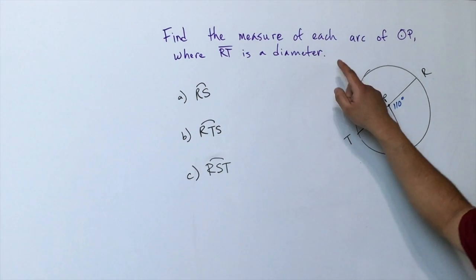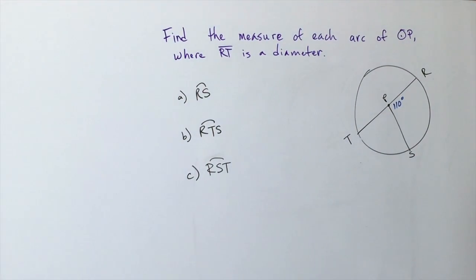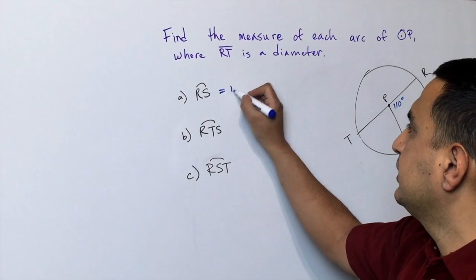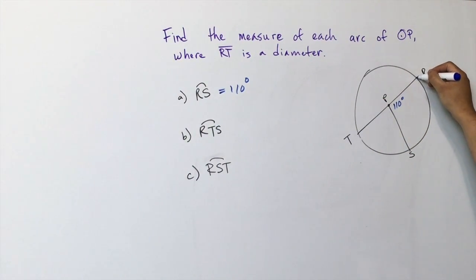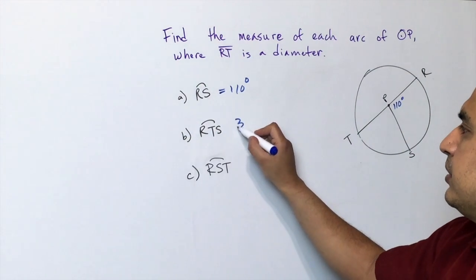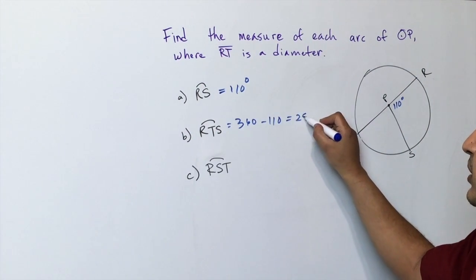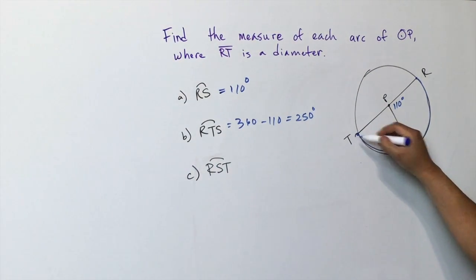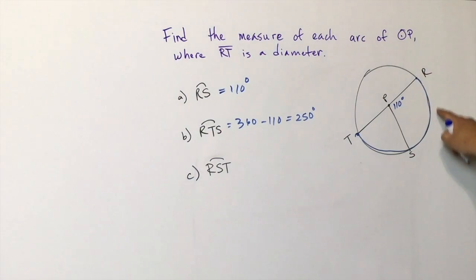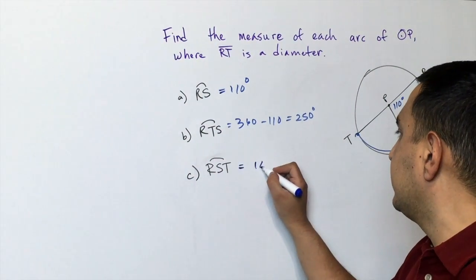This example says find the measure of each arc of circle P where RT is a diameter. For this first one, we want to look at arc RS. If we look at the angle that's made from R to S, we have this angle RPS, which is a central angle. So that tells me that this arc is equal to the central angle, which is 110 degrees. Now arc RTS, that's coming back this way from R to T to S. That one is going to equal 360 minus 110, which is 250 degrees. Now RST goes from here to here. Remember that it said RT is a diameter, which means that this arc RST is a semicircle, so it is going to equal 180 degrees.